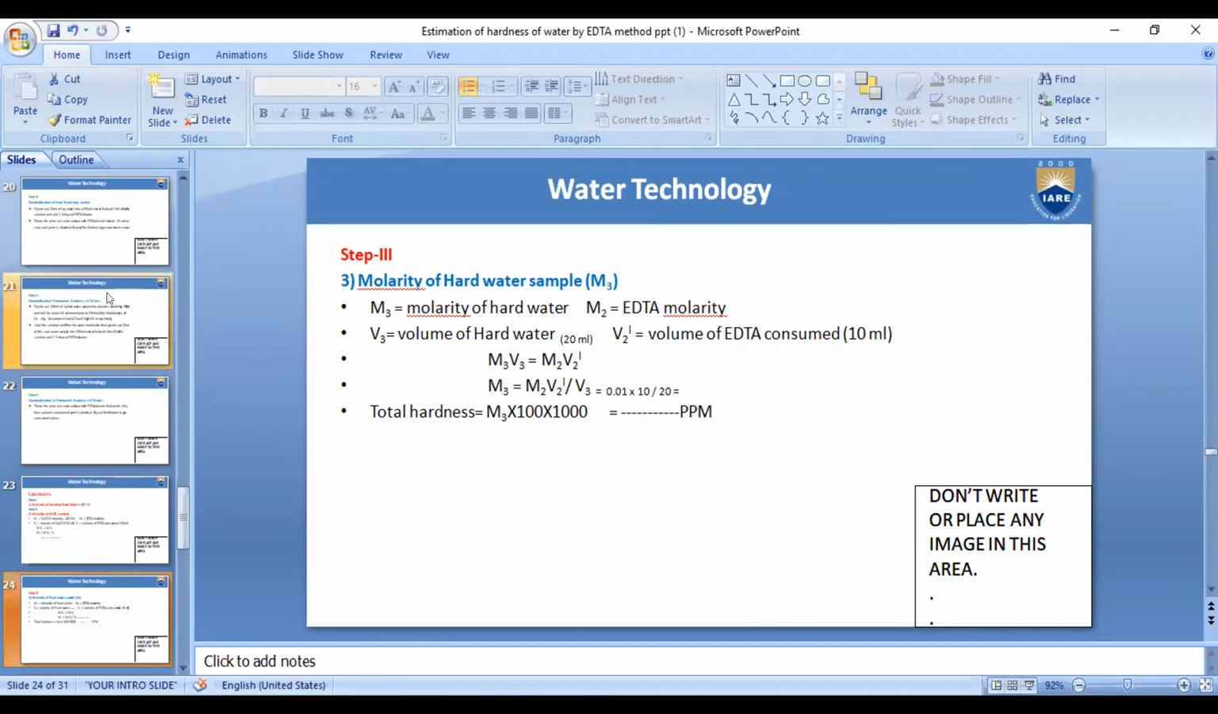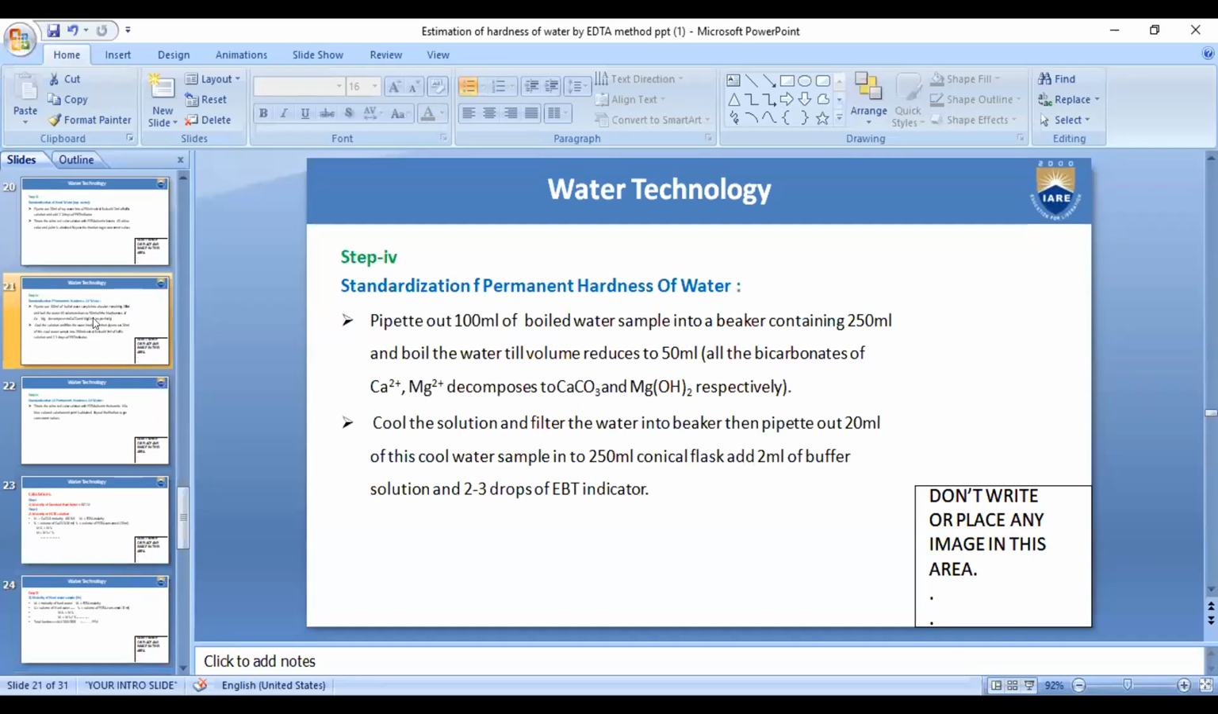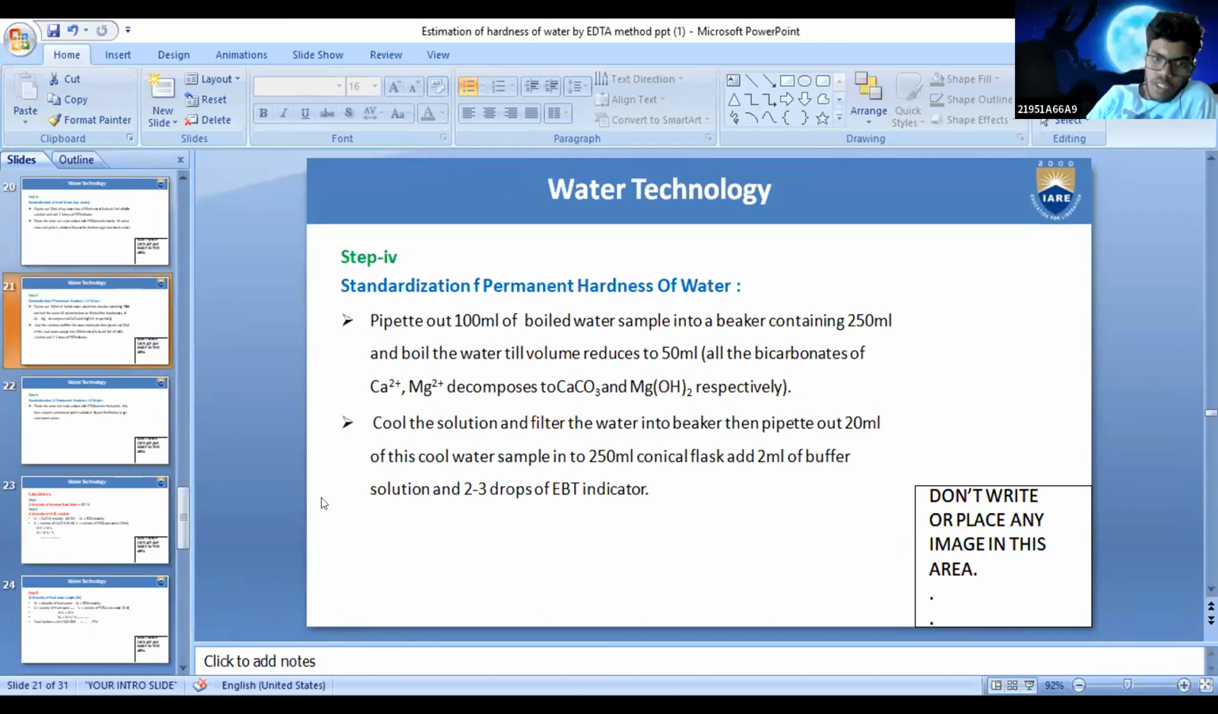What is the step 4 procedure? 100 ml of boiled water. First what do you do? You boil the water. After boiling, you have to go for filtration. Filtered water, how much will you take? 20 ml, the same volume we are maintaining. Boiled water, how much will you take? 20 ml.